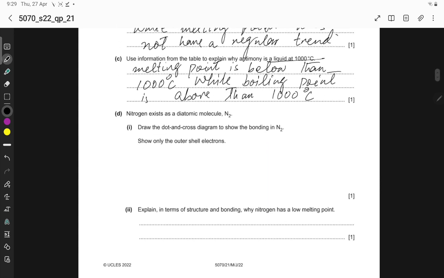Nitrogen exists as a diatomic molecule. Draw a dot and cross diagram to show the bonding in nitrogen. Nitrogen is present in the fifth group, so it has 5 valence shell electrons. The 2 atoms of nitrogen share 3 pairs of electrons.